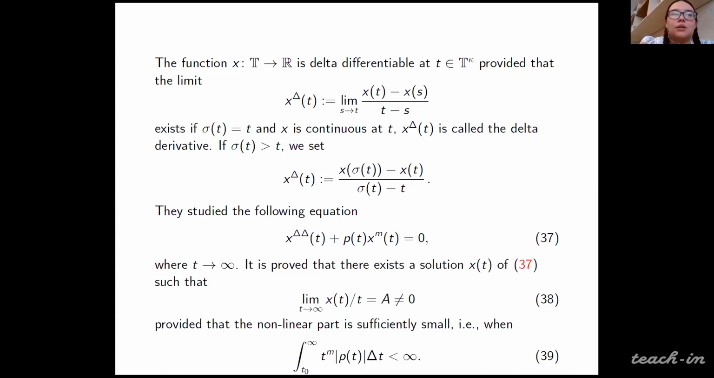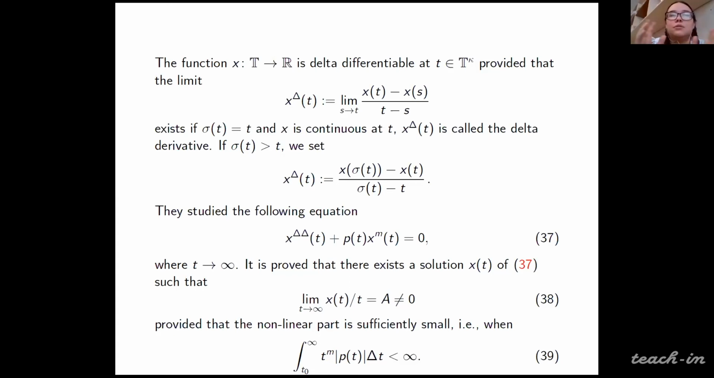In their article, they studied the Emden-Fowler type equation given by form 37 and proved that there exists a solution such that the limit of the solution divided by t is equal to some non-zero constant, provided the non-linear part is sufficiently small. That is, when this integral converges. The integral here is also in time scale calculus.